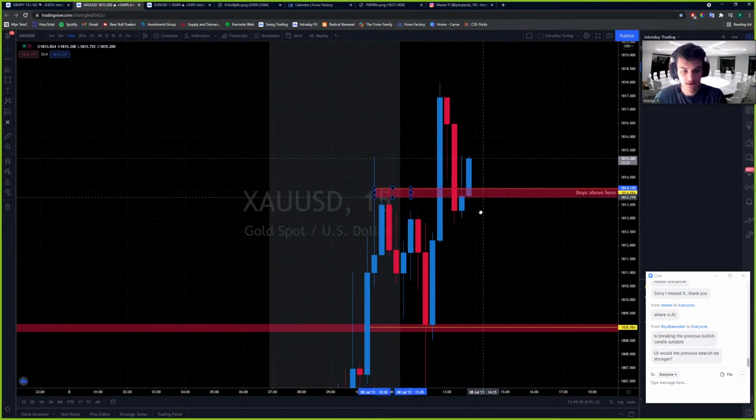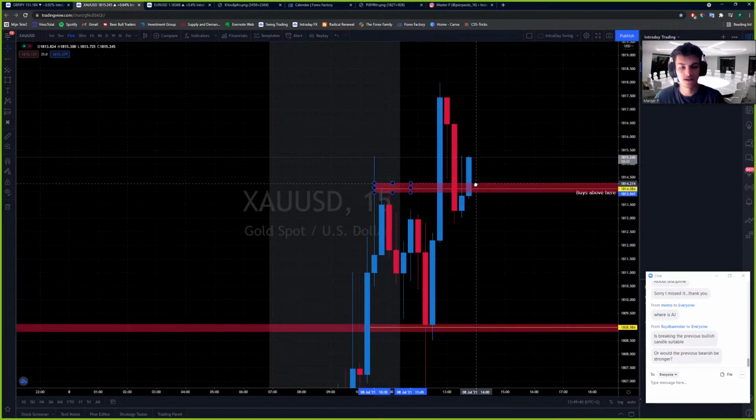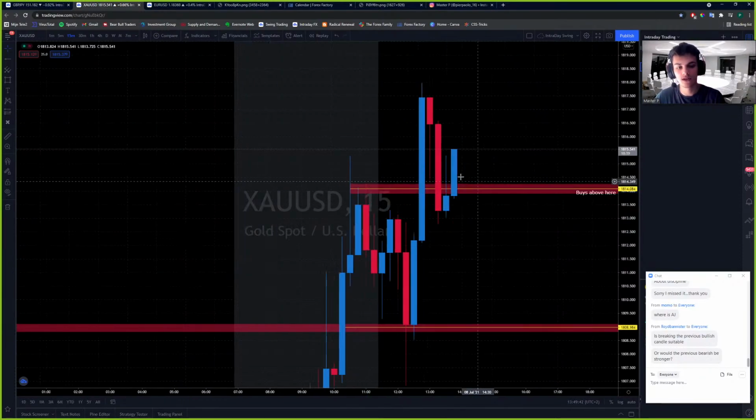So yeah, alternatively, maybe price just created a support over here to retest the highs, but it's very difficult, very tricky price action today.